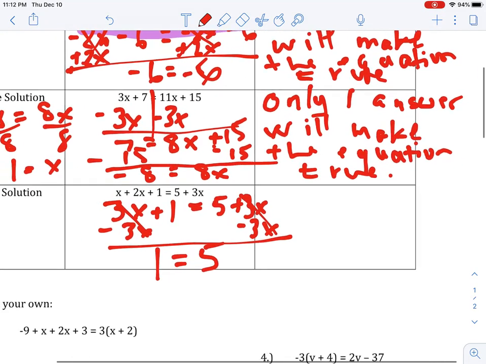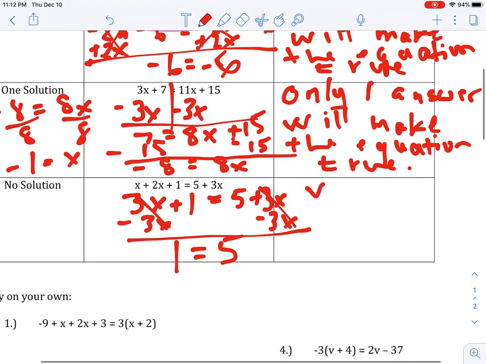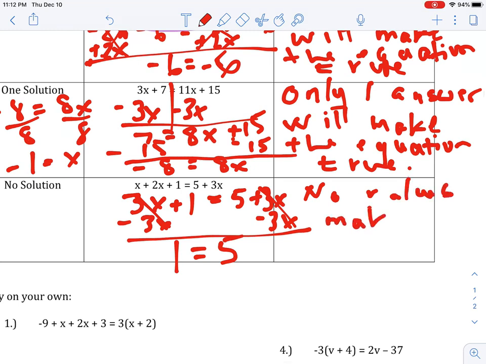So what that means is no values. The reasoning here is no values make the equation true.